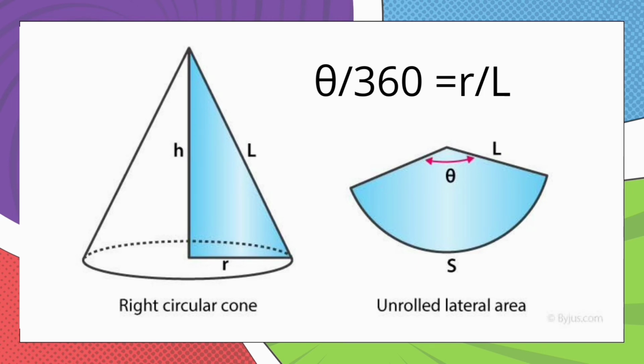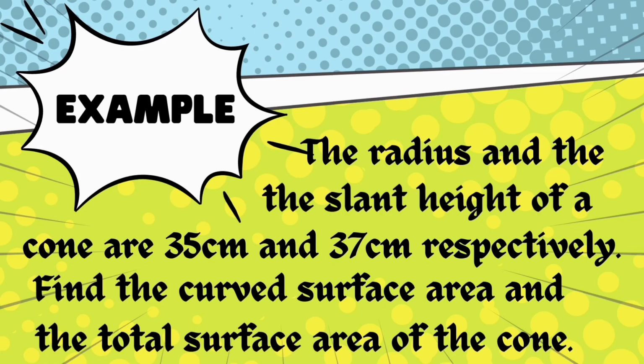There exists a relationship between the sector of the circle and the cone, which is theta all over 360 being equal to the radius of the base of the cone all over the slant height of the cone. Also take note of this formula. So let's take this example. The radius and the slant height of a cone are 35 centimeter and 37 centimeter respectively. We are asked to find the curved surface area of the cone and the total surface area of the cone.